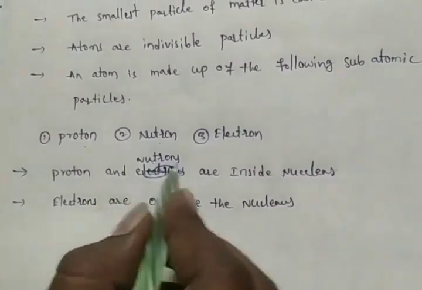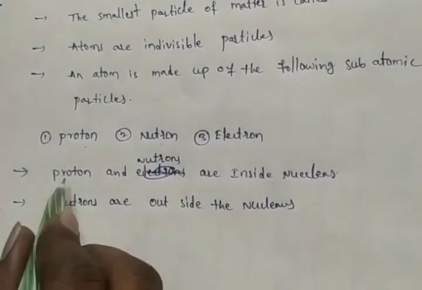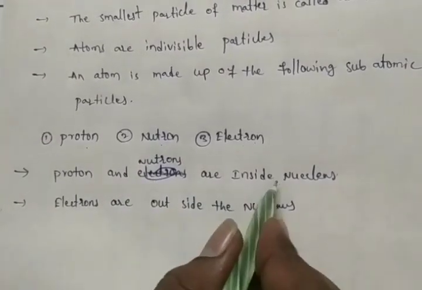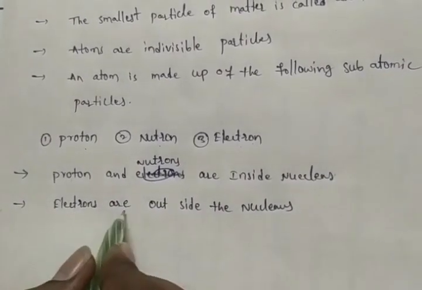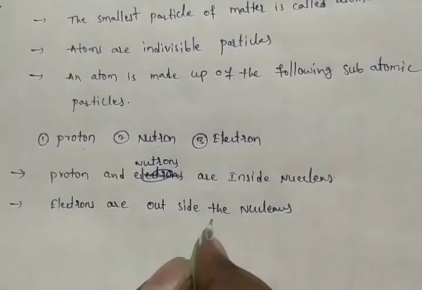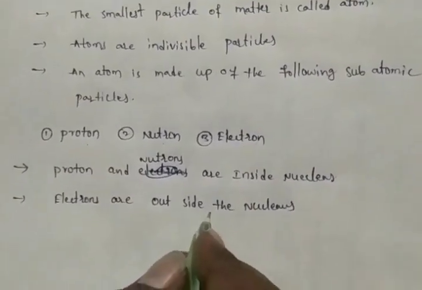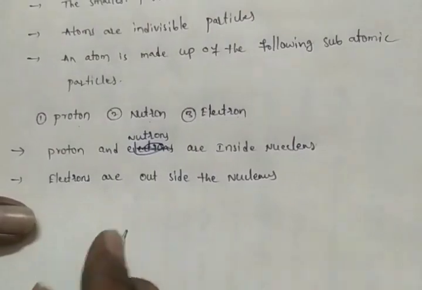Protons and neutrons are inside the nucleus. Electrons are outside the nucleus, in the atom.